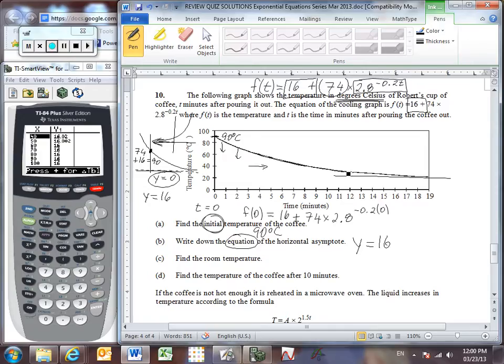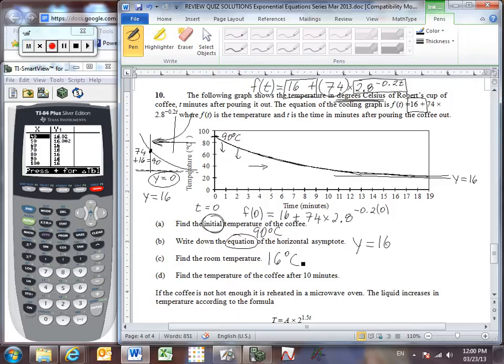Now, if his temperature eventually flattened out at an asymptote of y equals 16, what does that mean? Well, it must mean that room temperature is 16 degrees, because his coffee is gradually going to cool to room temperature. It can't go below room temperature. If something cools, it always cools to the temperature of the surrounding area. So the room temperature must be 16 degrees Celsius.